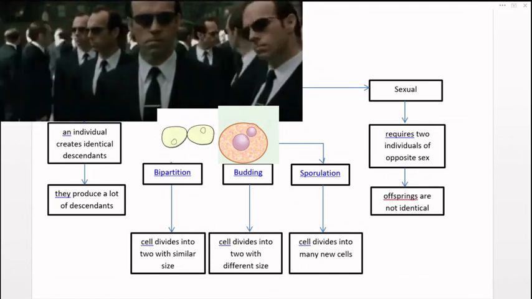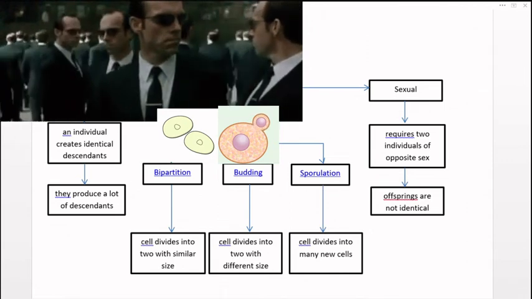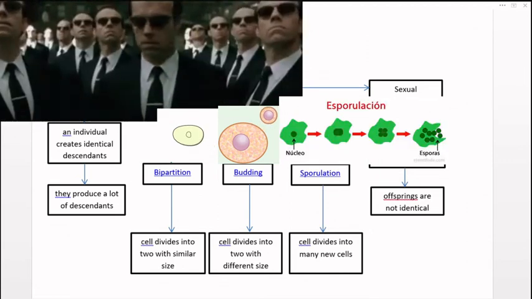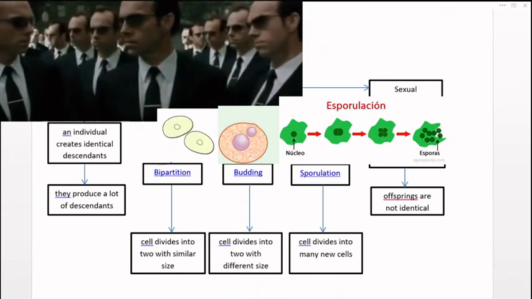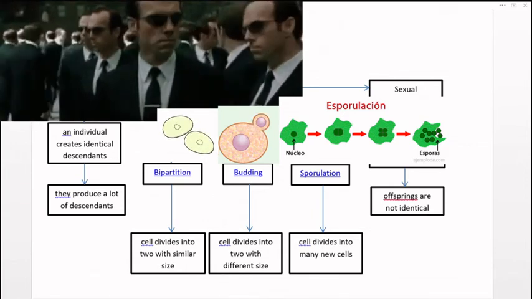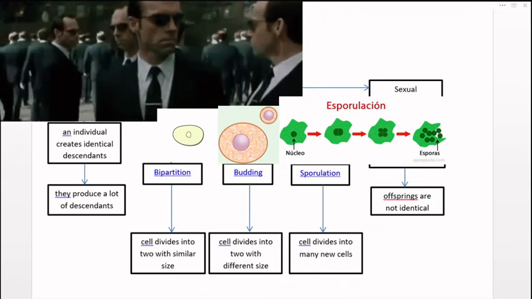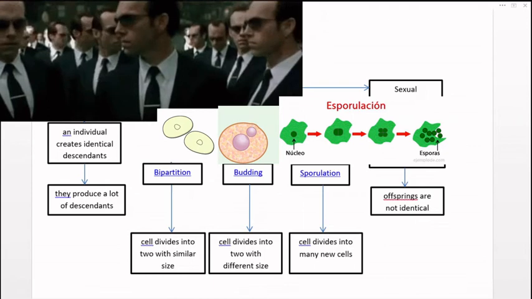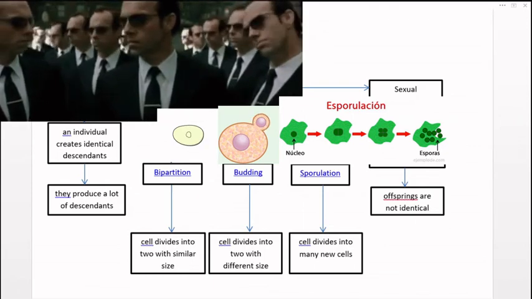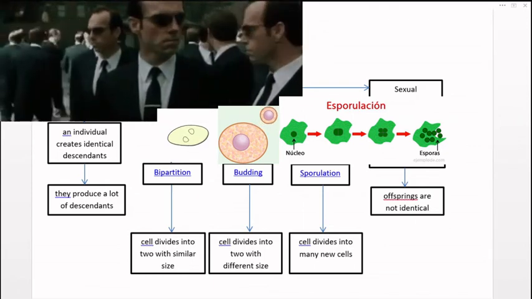And the third type is the sporulation. In the sporulation, inside the cell, it is going to be produced a set of spores that then are going to be released to outside. Dentro se producen unas pequeñas esporas y cuando la célula se destruye, pues estas esporas salen.